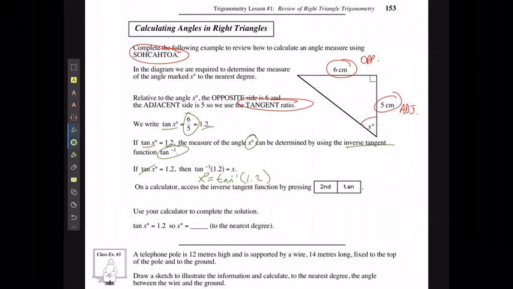And if I put it into my calculator, making sure that my calculator is in degree mode, so if you're coming up with a weird answer, go back in and check to make sure you're actually in degree mode, then we're going to state that it's going to be 50 degrees.